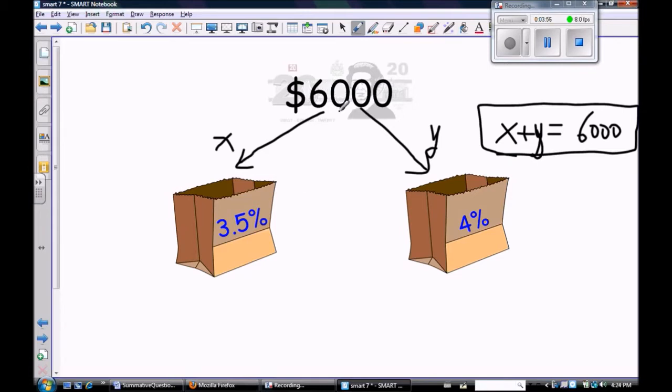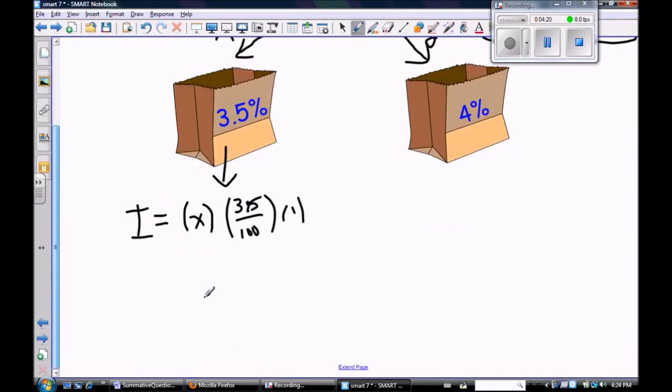So he takes part of $6,000, puts it into this paper bag, puts it in this account and earns interest. So how much interest does he earn from this account? Well, his principal is X dollars, his interest rate is 3.5%, and he leaves it for 1 year. So simplifying as far as I can, his interest earned would be 0.035x.